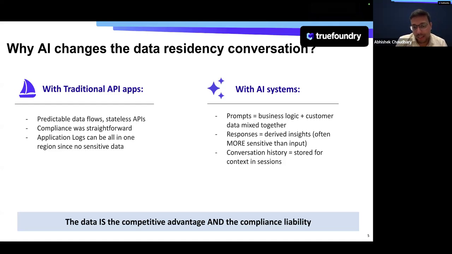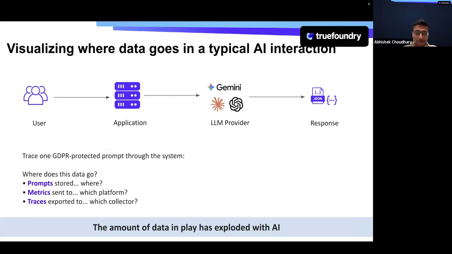That is why many of our customers are not even okay sending this data to SaaS monitoring systems like Datadog and New Relic, which used to be the tracing solution earlier. So this has given rise to a lot of concerns about how you model these things.